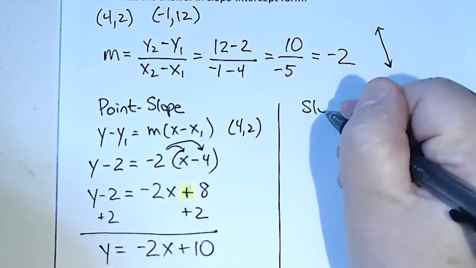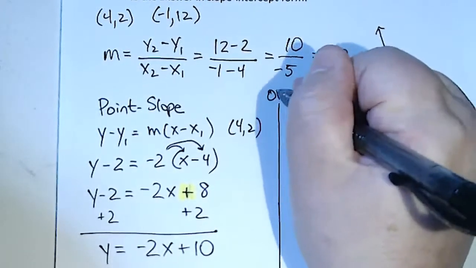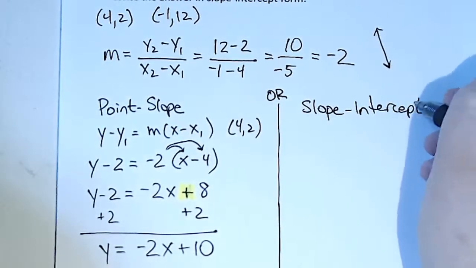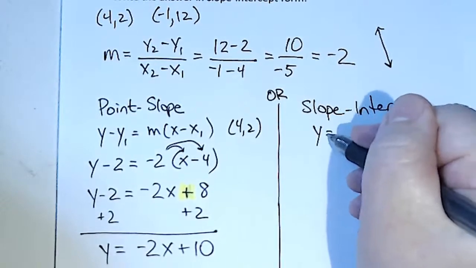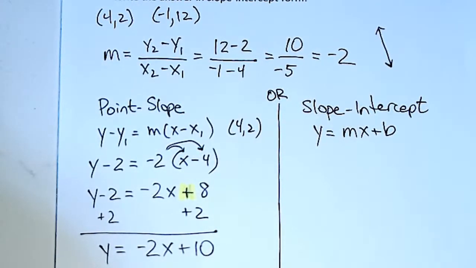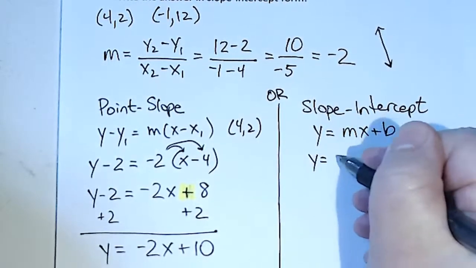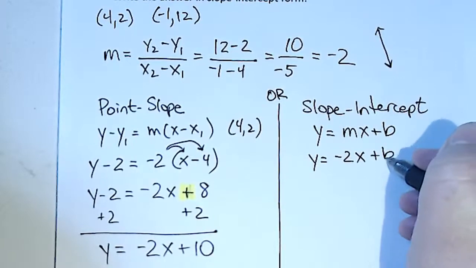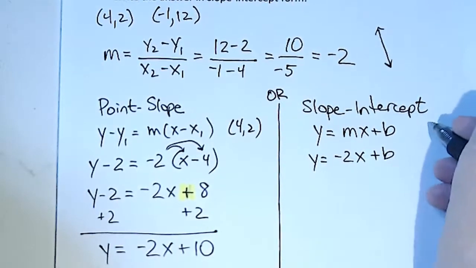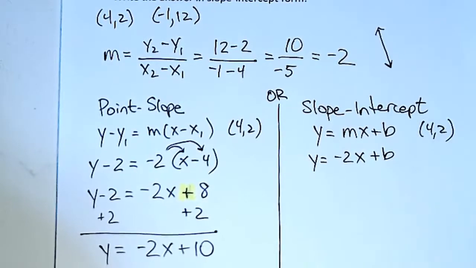Let me use slope intercept. This is, again, a big OR. y equals mx plus b. And again, with this one, we're still going to use that the slope is -2. And we have to find out what b is. And I'm also going to use the point (4, 2) because I like it better.